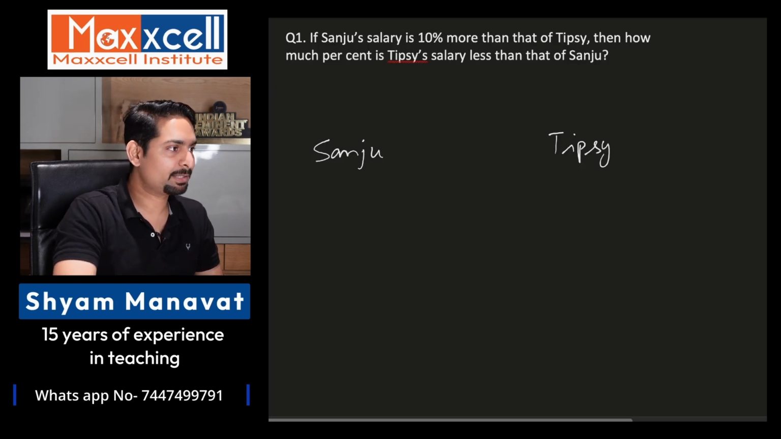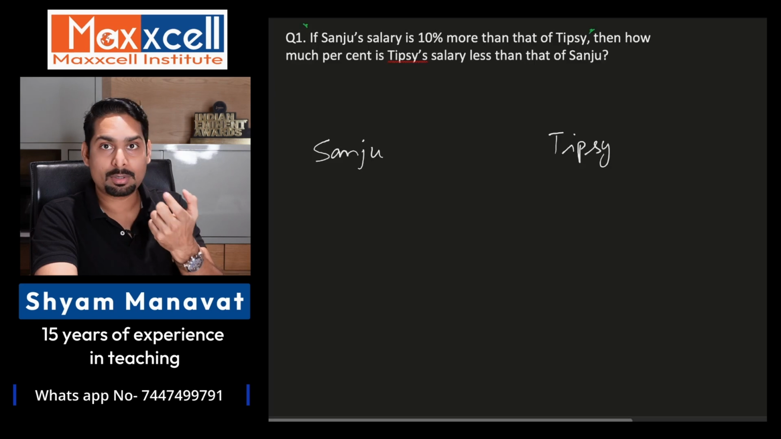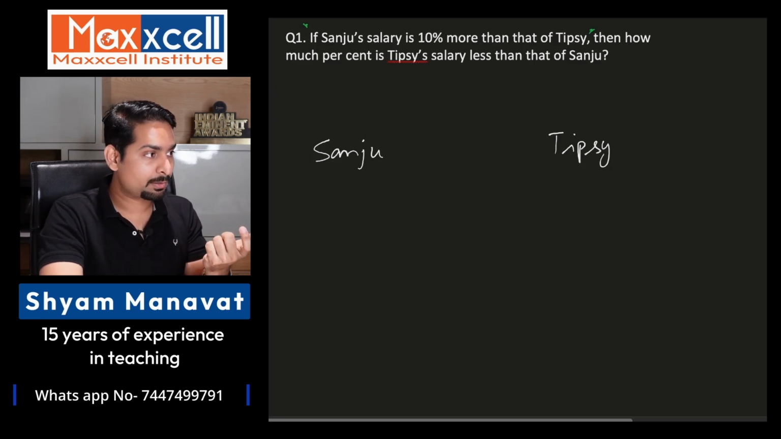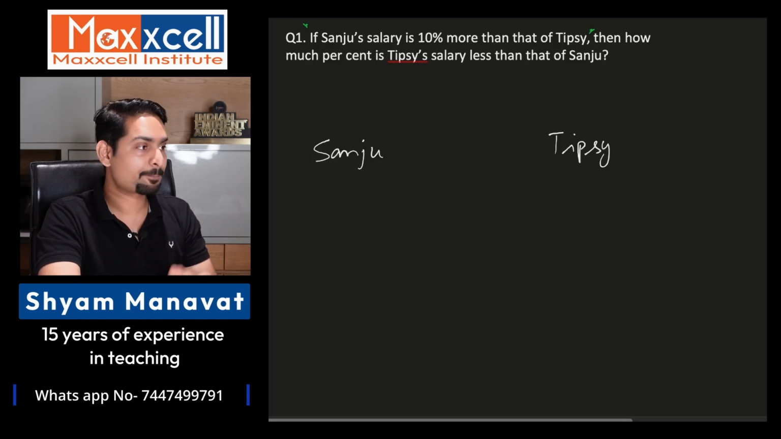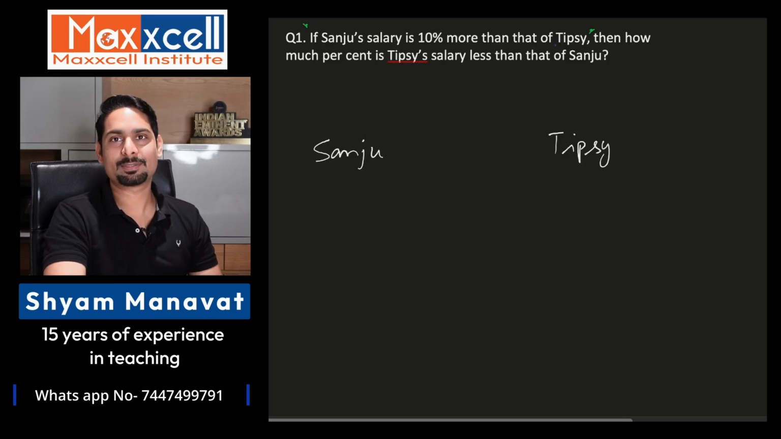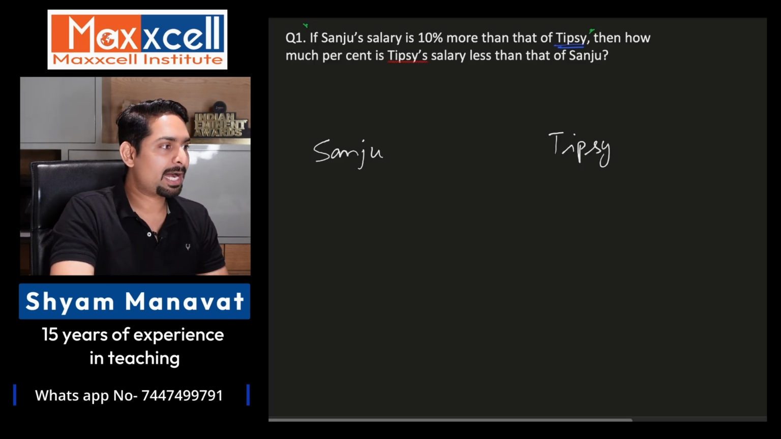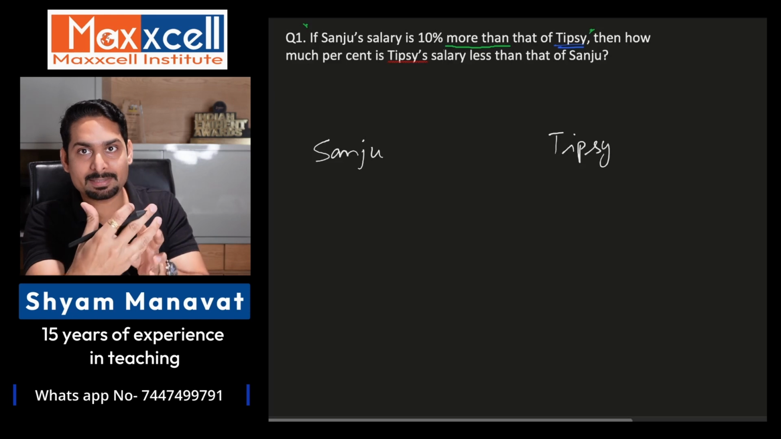Tell me which is the base value in this sentence. If you have gone through my previous class, tell me which is the base value, or amongst Sanju and Tipsy, which is the base here? Which one is base here? Of course, yes, you are right. You have gone through my previous class. I understood now. Tipsy is the base value. How do you identify base value? After the comparative degree. This is your comparative degree. More than. Okay. After the comparative degree, whatever you have is the base value.